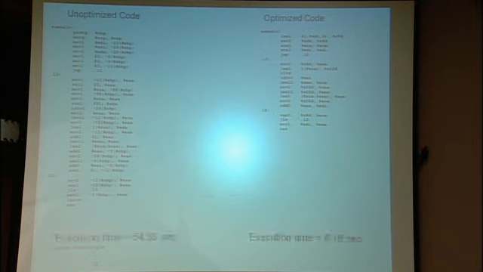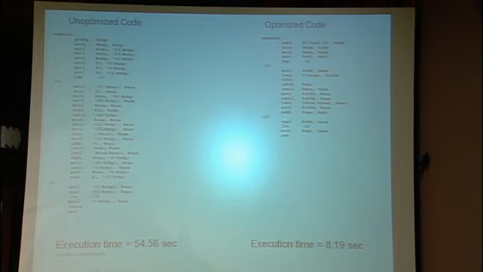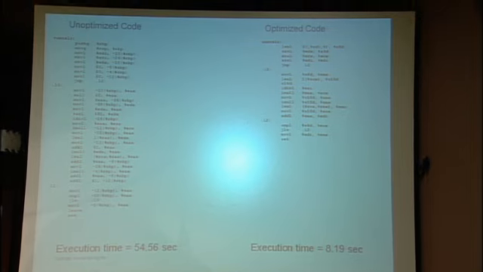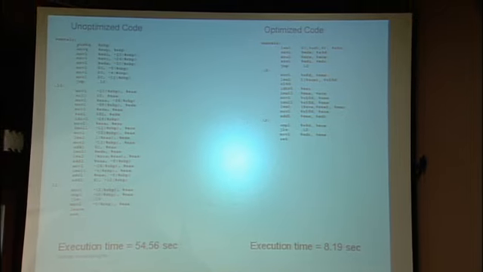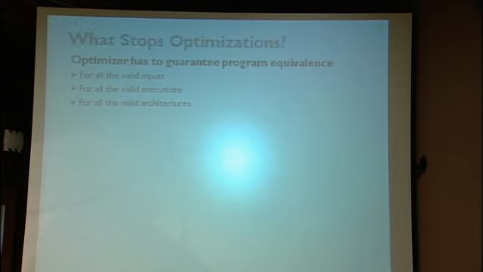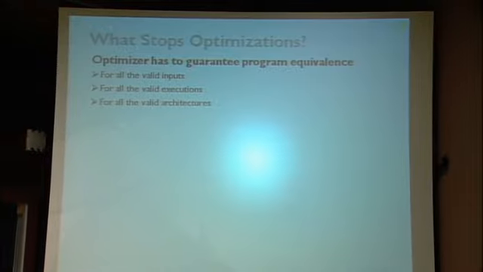So here's the optimized code, and if you run it, it's like 8 seconds versus 54 seconds. Just GCC O0, GCC OS. So it will produce a very compact optimized code. So the key thing is, what stops these optimizations?